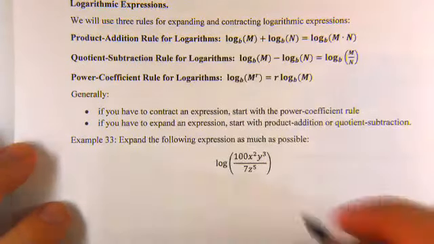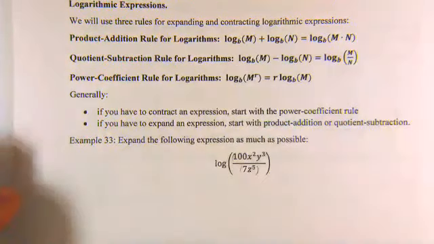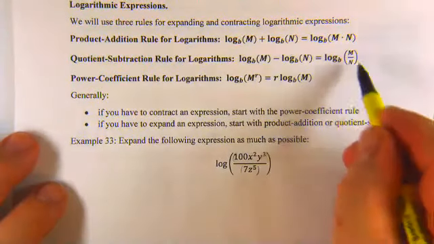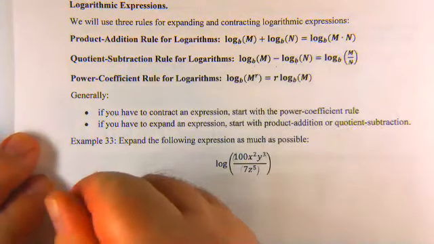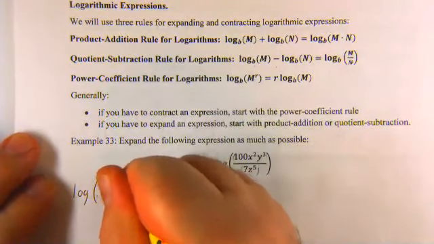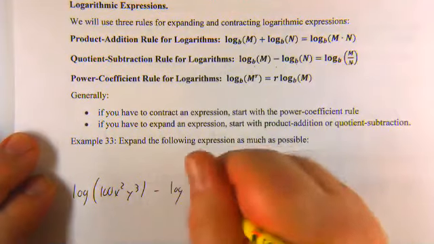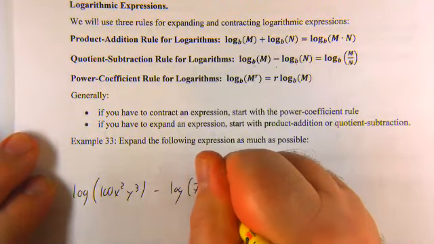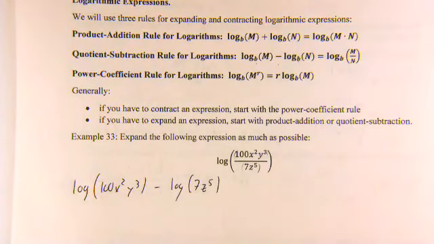What do we've got here? We've got a fraction inside a logarithm, right? And we know that if we have a fraction inside of a logarithm, we can split it into two logarithms by subtracting log of the top minus log of the bottom. Right? So the fraction inside the logarithm means that we want to do a subtraction.